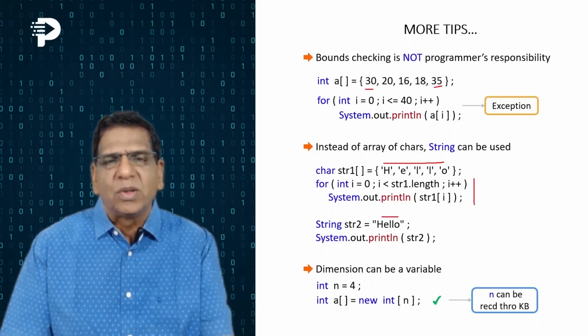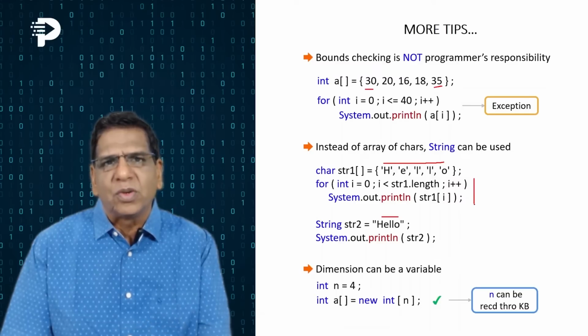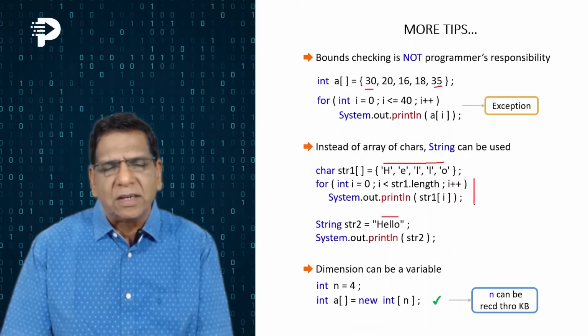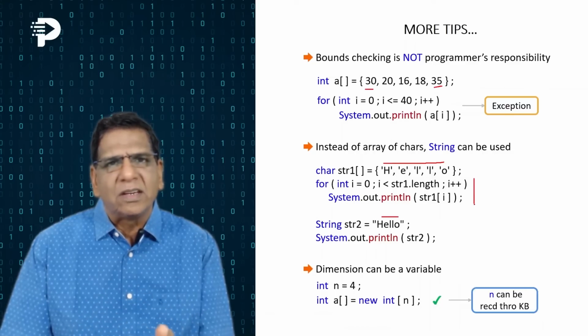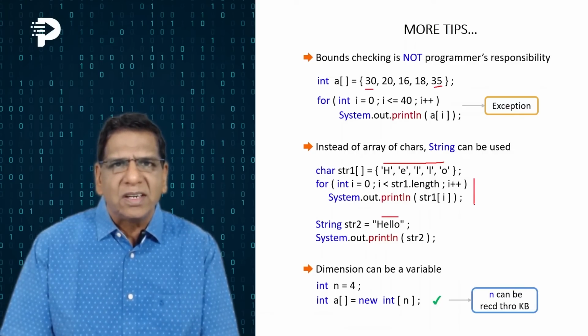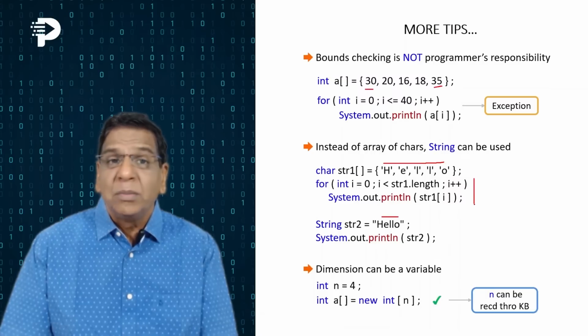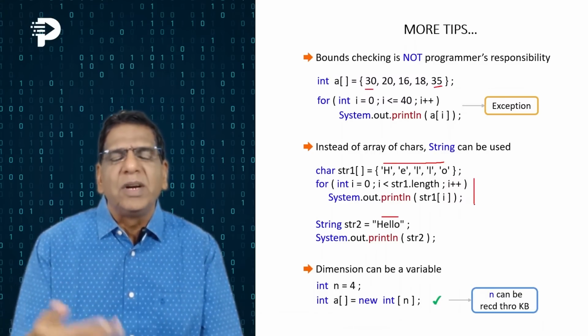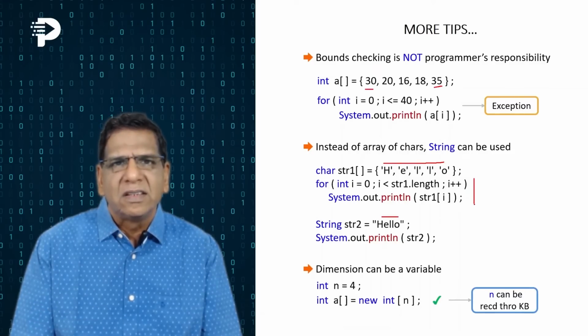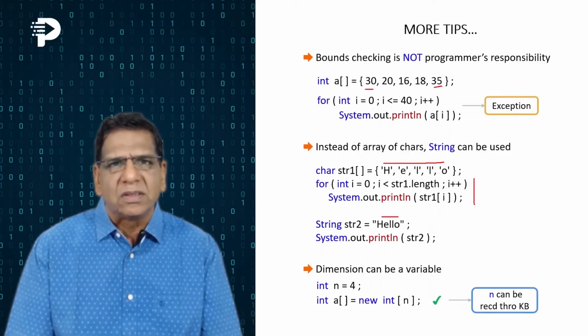One day I execute the program, I give the value of n as 4, so a 4 integer array gets created. Next day I execute the program, I give the value of n as 10, so a 10 integer array is bound to get created. Means you are not required to commit to the size of the array, you have the flexibility in changing the size during different executions. That really is a great advantage with arrays in Java.